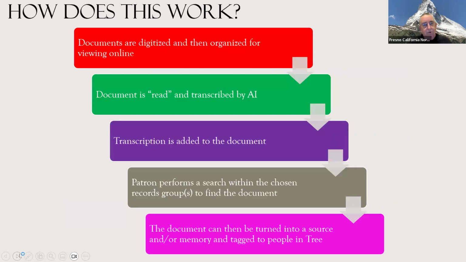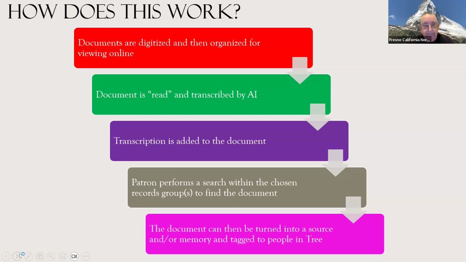Okay, so how does the program actually function? Well, what happens is FamilySearch receives these digital documents, and they have to organize them for viewing online. So they do a lot of things behind the scenes that we never see, blocking these documents out and preparing them to be put online. Then the document is read and transcribed by AI. The transcription is added to the document.